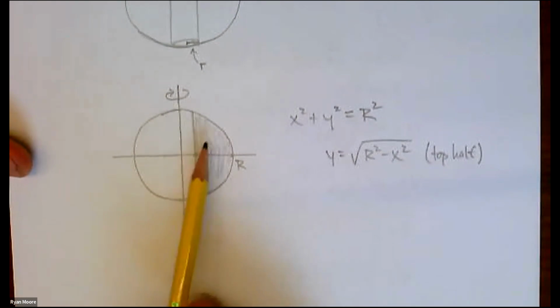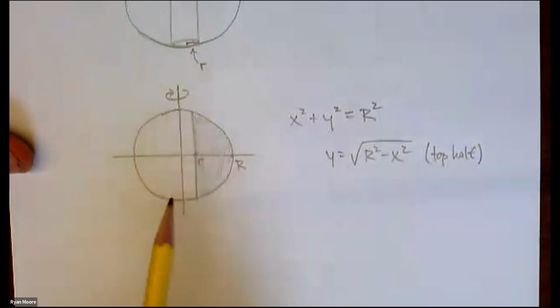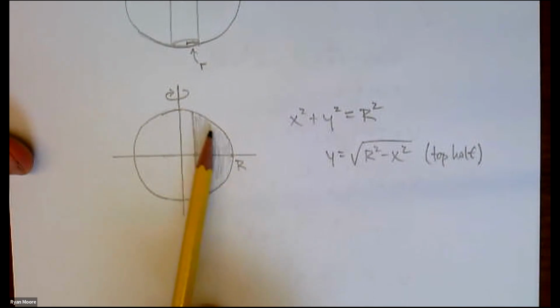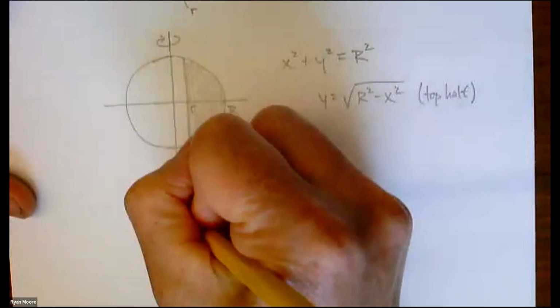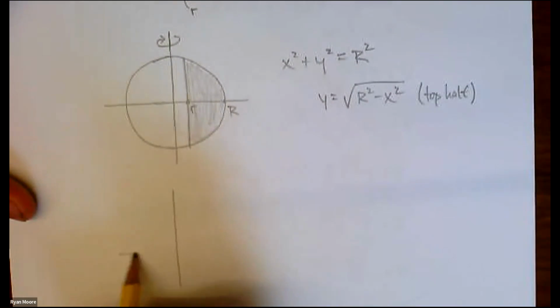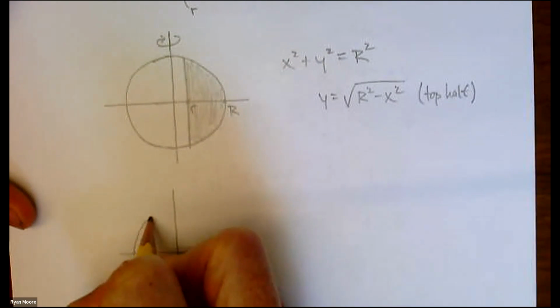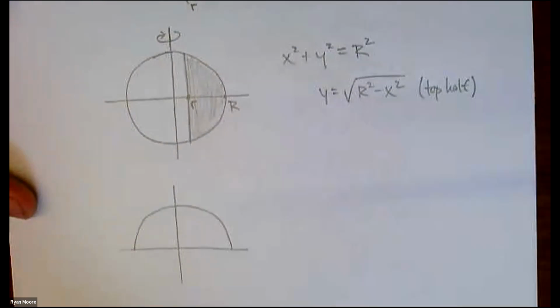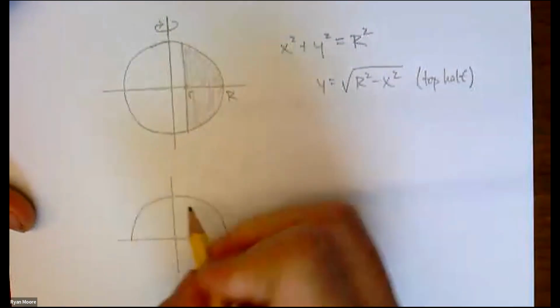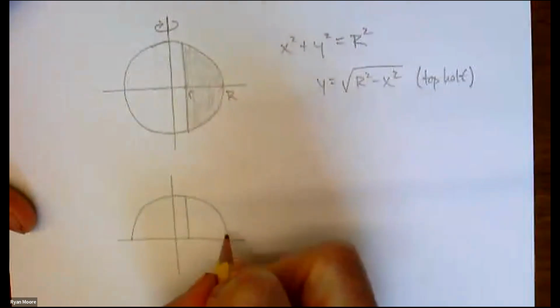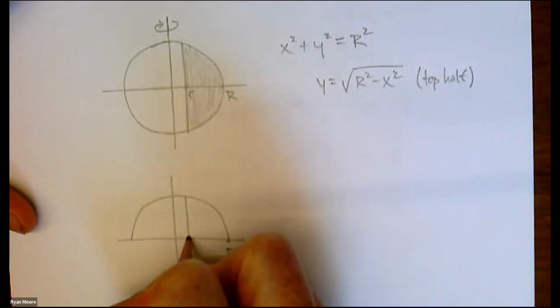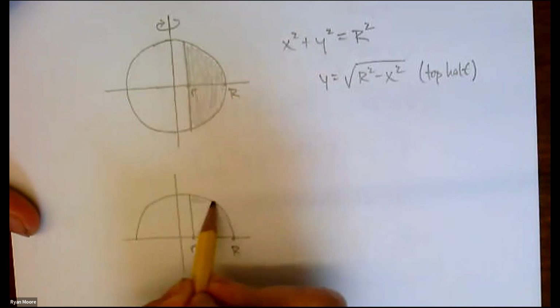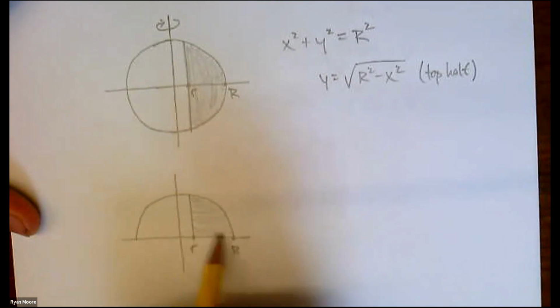What we're going to be able to do because of symmetry, we can think of just this top half of the region spinning around and then double it. Okay, so one more drawing. Let's think of just the top half of the circle. Here's R, here's little r, just this portion.